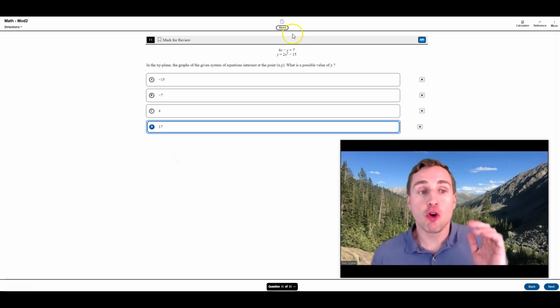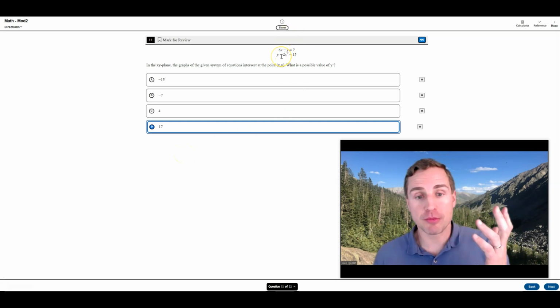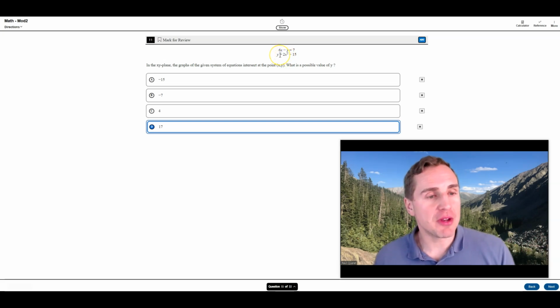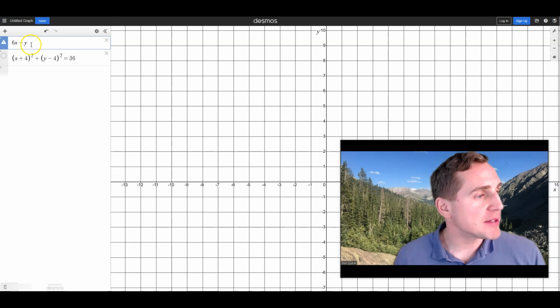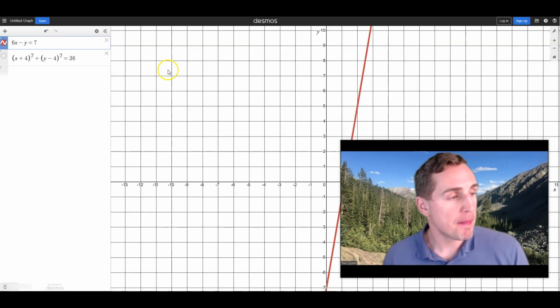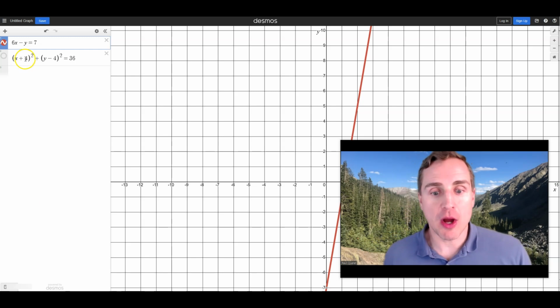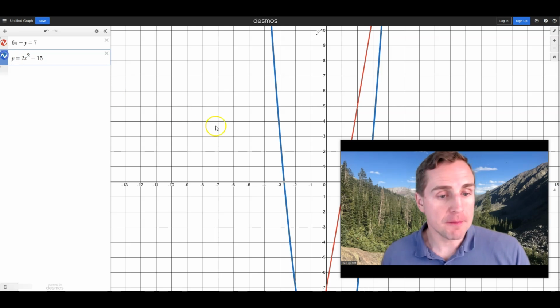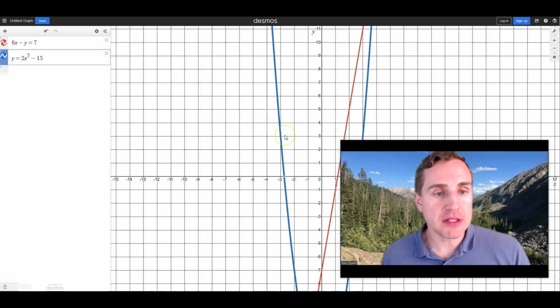All right, now could we have done this numerically in terms of just using Desmos? I definitely think so. And let's go ahead and see if we can plot this up. 6x minus y equals 7. That's a linear function. Let's show it. Then we have the quadratic, which is y equals 2x squared minus 15. Let's show it. And let's see the 2 points of intersection.